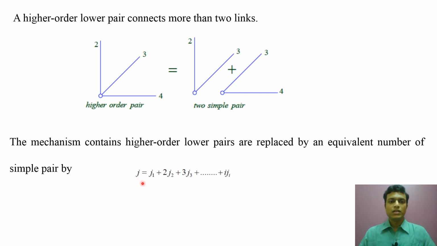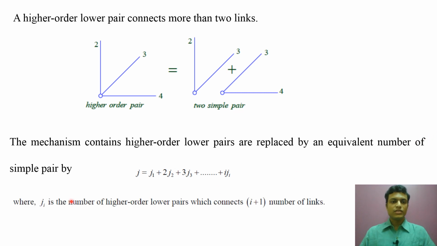By the equation j, the total number of simple pairs, is equal to j1, where j1 is the number of simple pairs, plus 2j2, where j2 is the number of second order higher pairs, plus 3j3, where j3 is the number of third order higher pairs, and so on up to i times ji. Now what is the significance of ji? Ji is the number of higher order lower pairs which connect i plus 1 links.